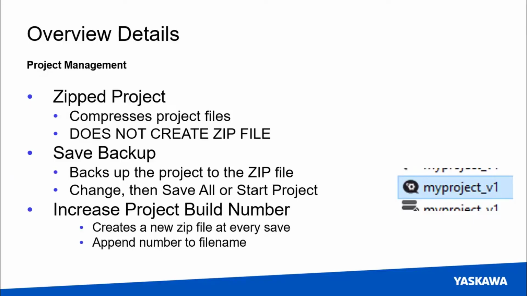Here's a summary slide of what I just said. The zipped project option just compresses the project files. It does not create a zip file. Save Backup creates the zip file, which will be updated after Save All, after a change. And by the way, you can also just start the project in the runtime simulation. That's the same as a Save All. And then Increase Project Build Number creates a new zip file every time you save. And as you saw, it will append a number to the file name. We recommend that you turn that on.